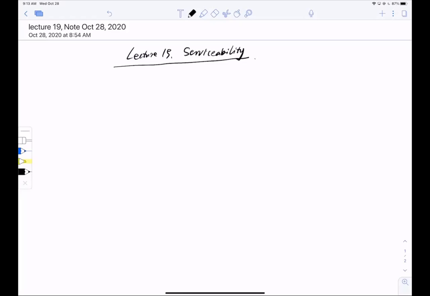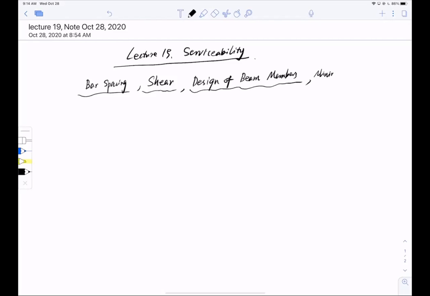We talked about bar spacing, okay, bar spacing. Shear, good. And design of beam members, good. What else? Minimum spacings of bars, sure. Minimum areas, all that kind of stuff, right?